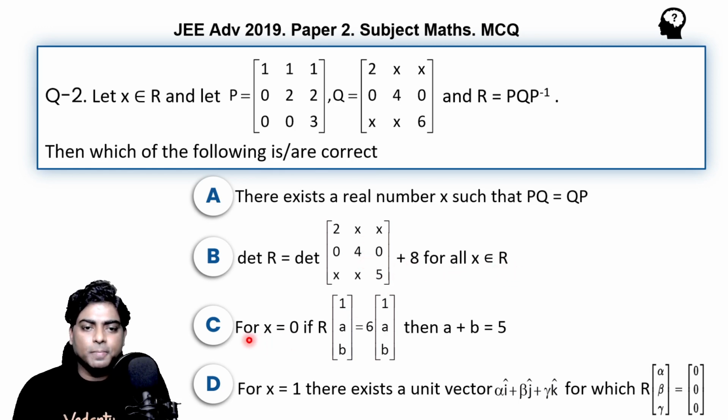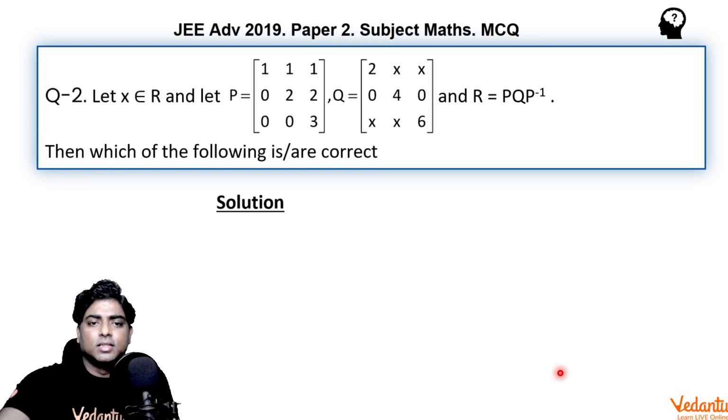We'll check it also. Option C: for x equal to 0, if R into the column matrix 1 a b is equal to 6 times the same column matrix 1 a b, then a plus b is 5. Option D: for x equal to 1, there exists a unit vector alpha i cap plus beta j cap plus gamma k cap, for which R into the column matrix alpha beta gamma is equal to the null matrix 0 0 0. So let's see how we can solve it in a basic, easier manner, checking the options one by one.